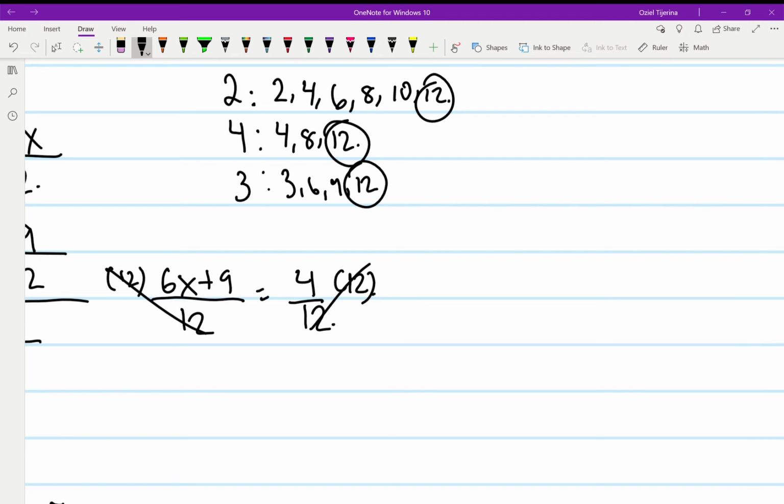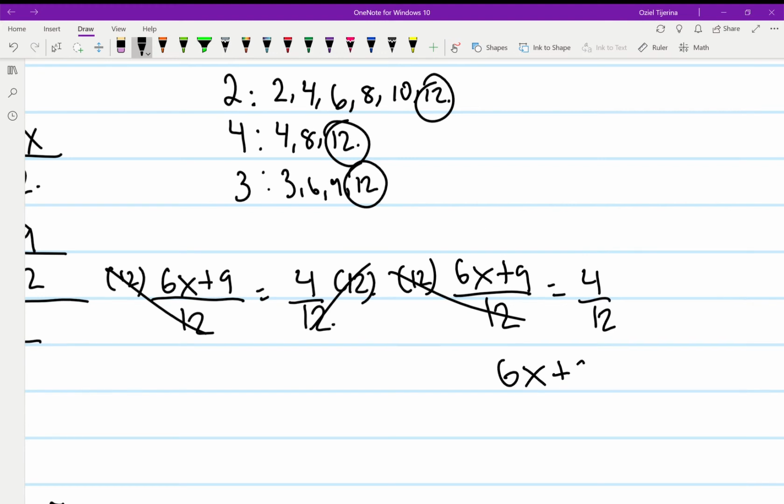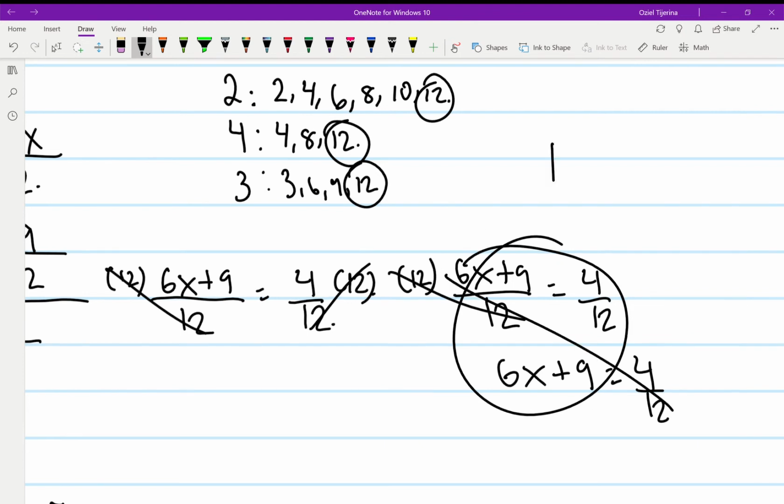Because it would only be wrong if I said 6x plus 9 over 12 equals 4 over 12, and I went ahead and said, oh, this is equal to 12, so then we cross this out and we have 6x plus 9 equals 4 twelfths. No. So, do not do this.